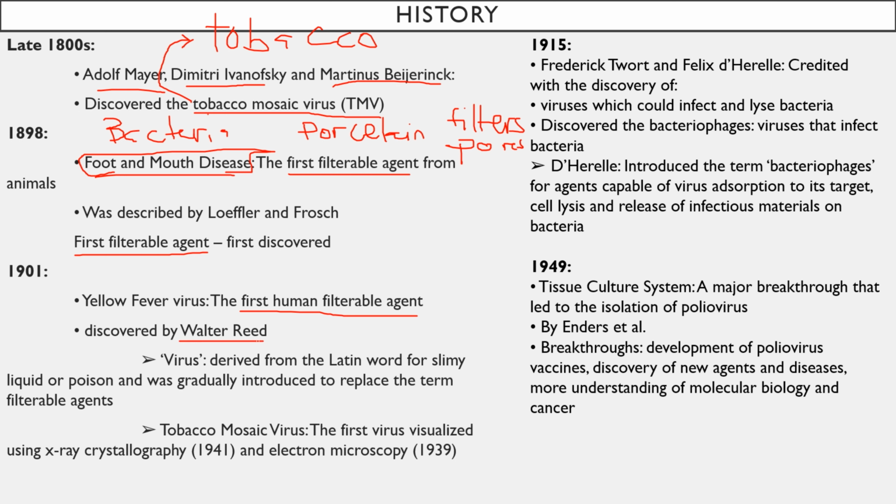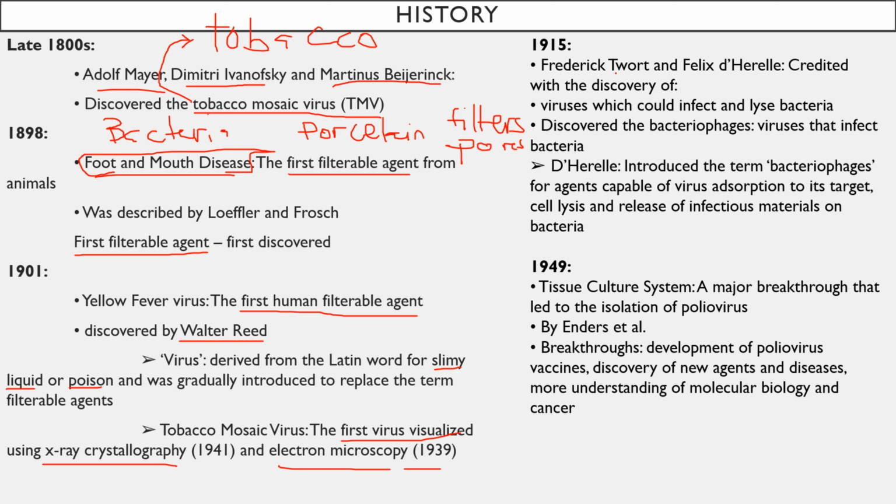Now, during that time class, they were able to use the word virus. Now, virus is derived from the Latin word for slimy liquid or poison and was gradually introduced to replace the term filterable agent. Now, take note class, yung tobacco mosaic virus was the first virus visualized using X-ray crystallography in 1941 and electron microscopy in 1939.